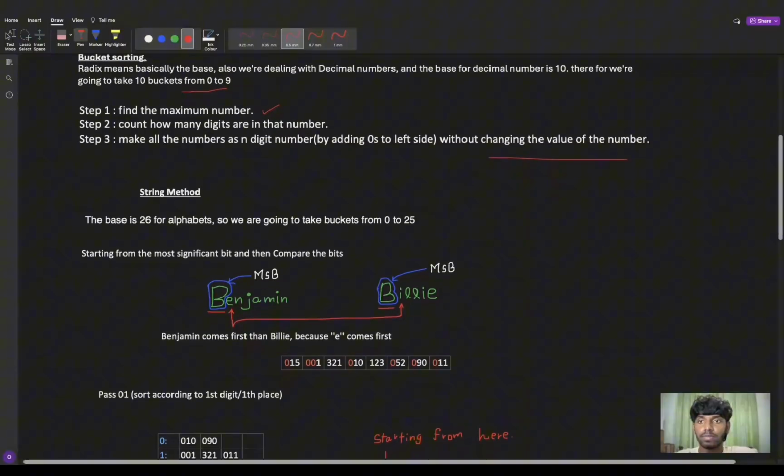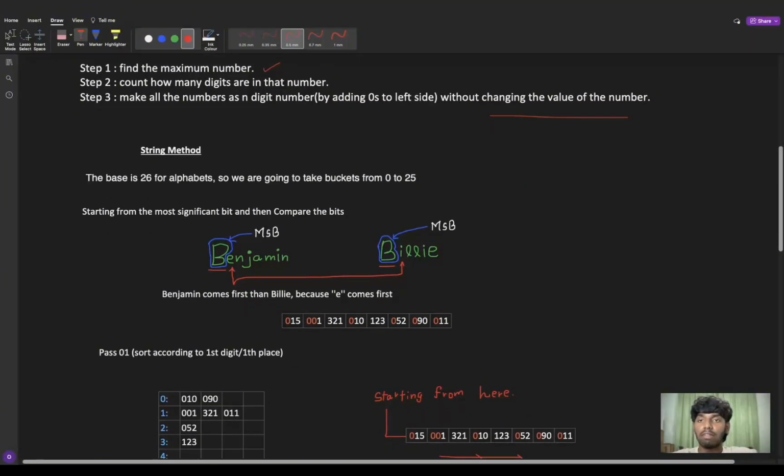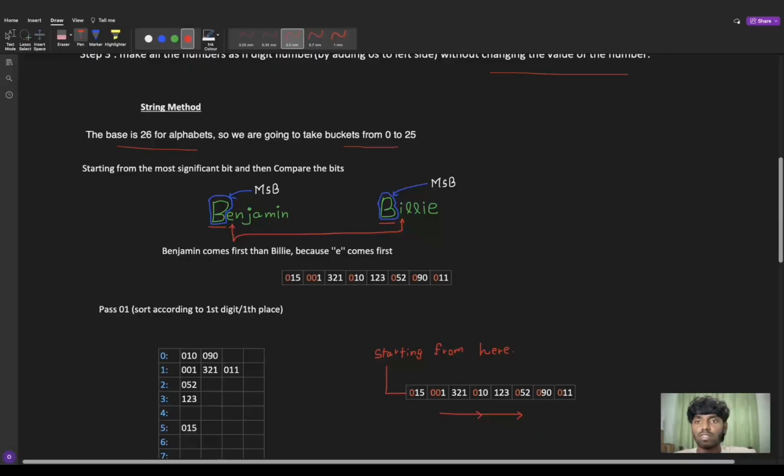So, the string method. Whenever we are talking about the string method, the base is 26 for alphabets. So we are using 26 buckets starting from 0 to 25. Okay, so the sorting method for strings is something like this.